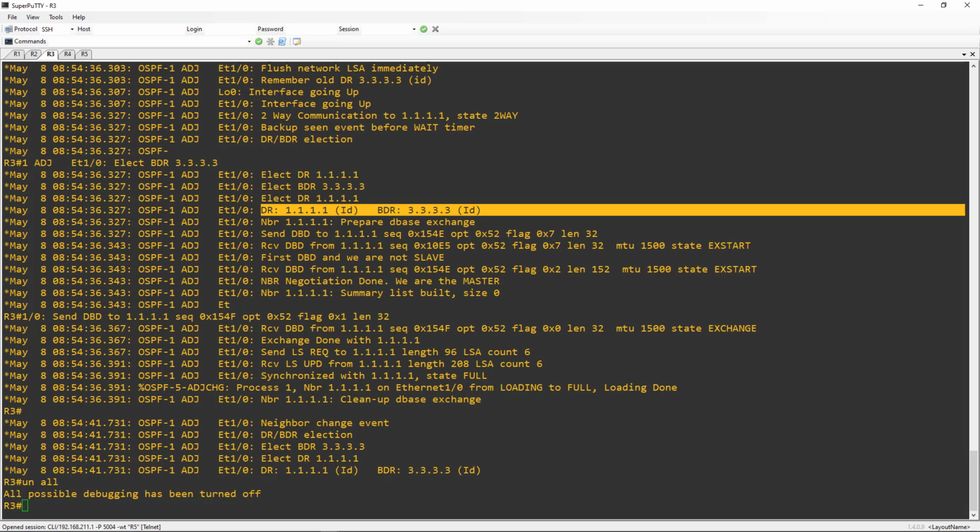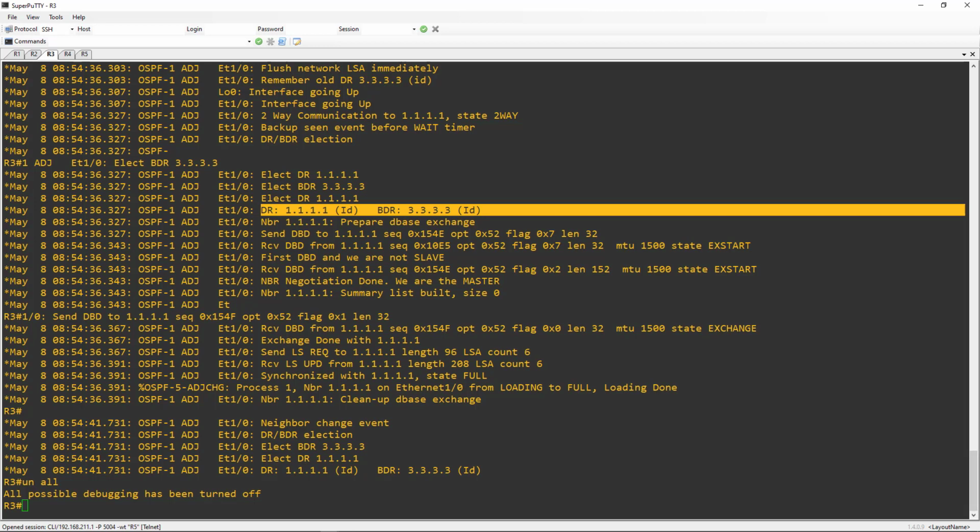Both neighbors transition to the Full state. That means that the databases are now synchronized and the neighbors are fully adjacent. All right? So it's a very, very complex process, much different than what we saw with EIGRP. And in the case of EIGRP, it was mainly, hey, let's just become neighbors and exchange everything, right?